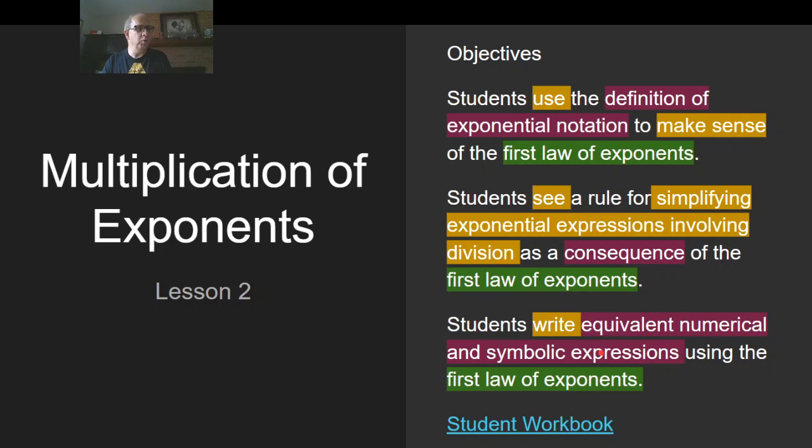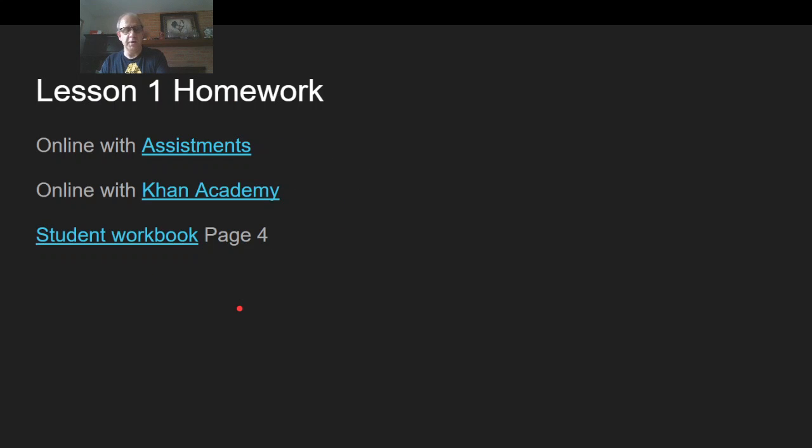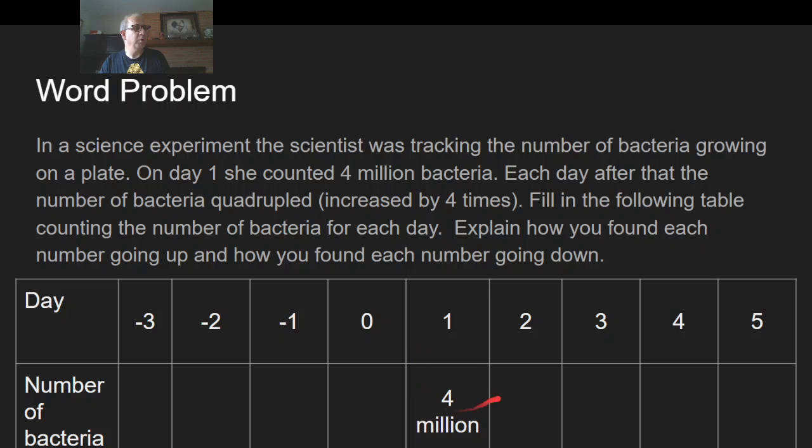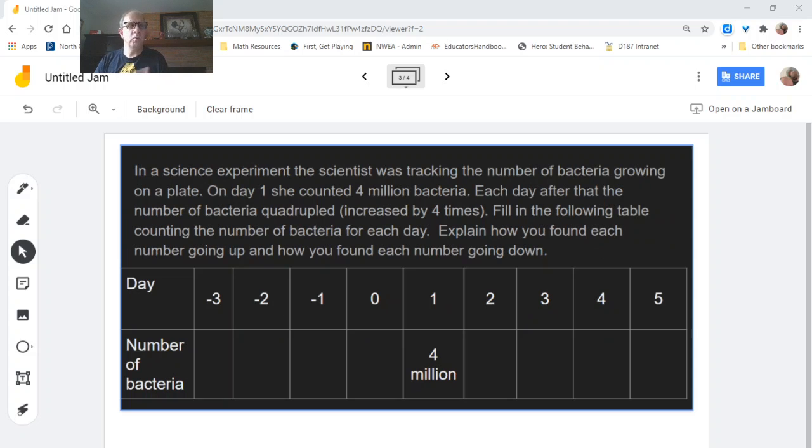Let's do a quick review of the word problem from last time. Remember, we had 4 million bacteria, and each day it increased by 4 times. So we're multiplying by 4, right? So in the science experiment, we have 4 million bacteria each day after the bacteria quadrupled. So we started the first day with 4 million. That's day 1. If we're going to multiply by 4, so that's 4 times 4.